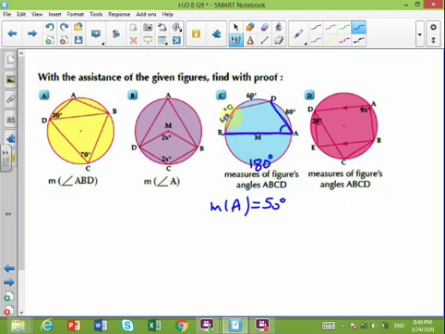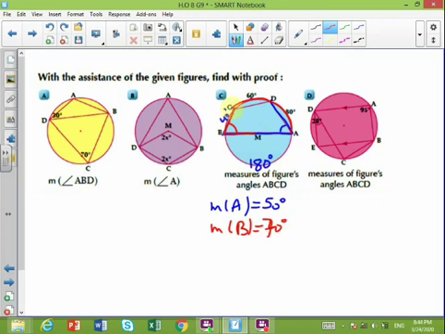Similarly, I will do this with angle B. I want measure B, this angle. It is opposite to CDA. CDA equals 60 plus 80, equal 140. So measure B will be half of 140, it will be 70.